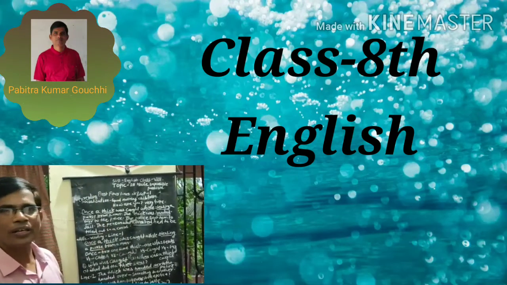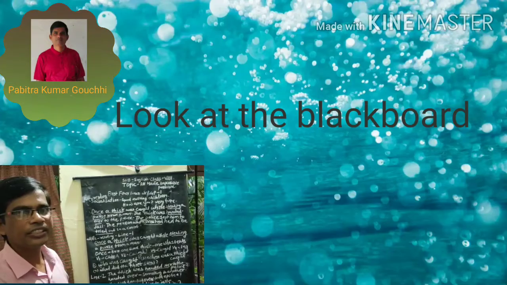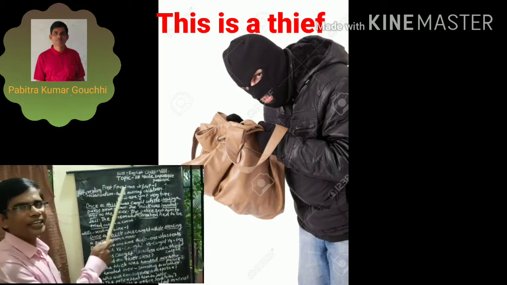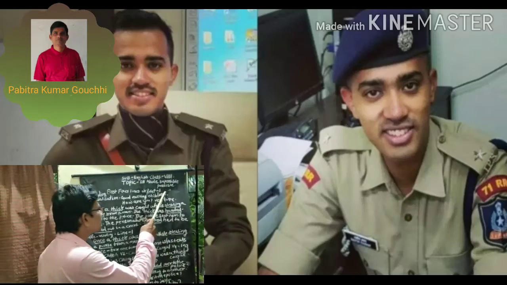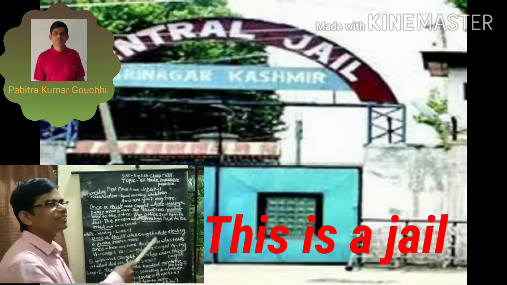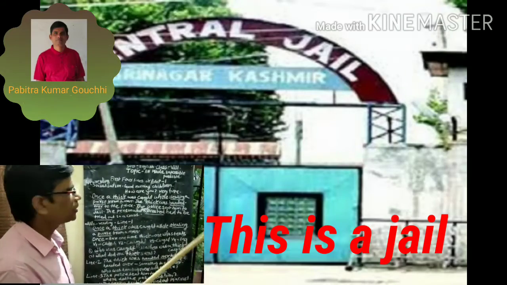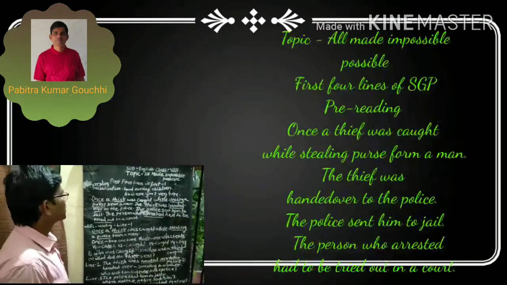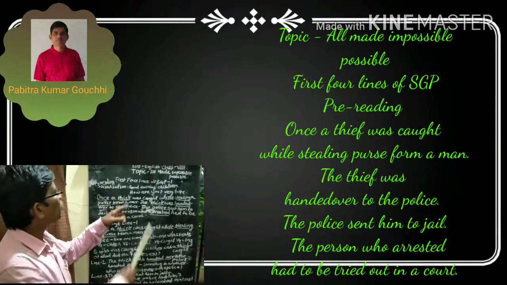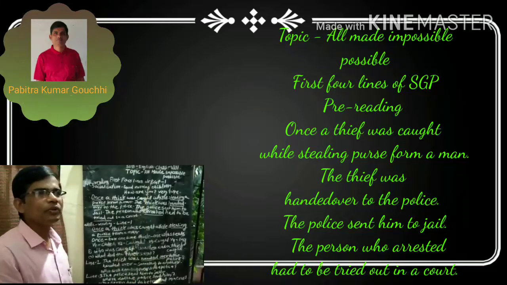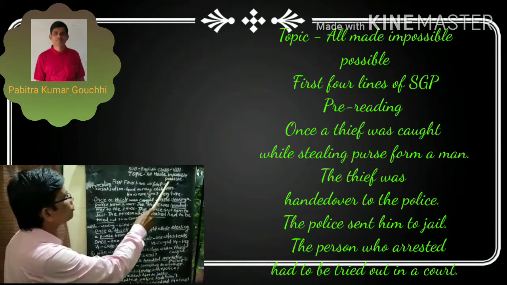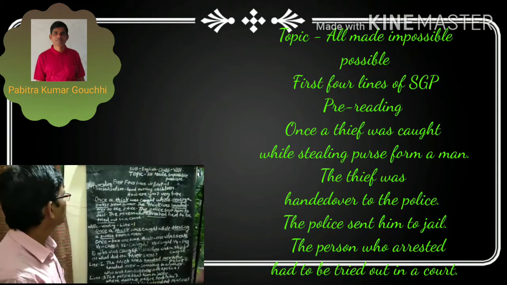Look at the blackboard, see the picture. What is this? This is a thief. What is this? This is a police. What is this? This is a jail. First, I will discuss the first four lines of Skip 1 of the topic "All Made Impossible Possible".